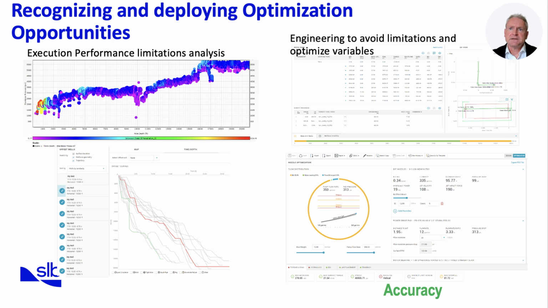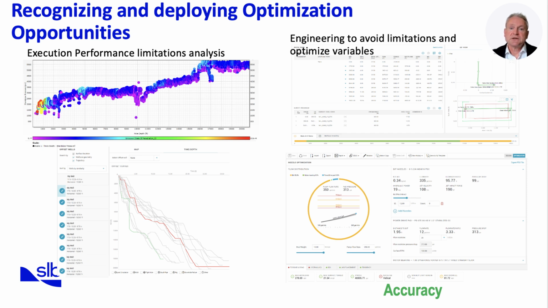The slide highlights the movement from understanding limitations through engineering solutions to ensuring precision. It reminds us that optimization is not about pushing equipment beyond its safe design, but rather aligning parameters so that each variable operates at its most effective point.